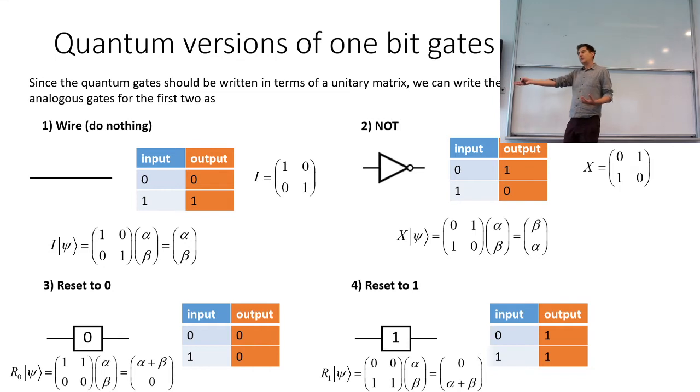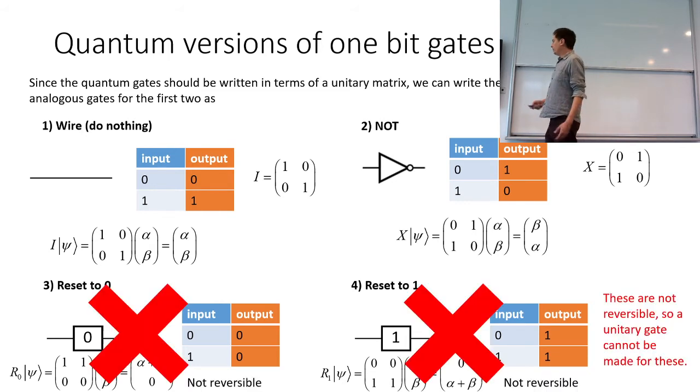It might have been 0, might have been 1, might have been the superposition with alpha beta, but you're always just getting 1, right? So it's clearly not reversible. And if it's not reversible, it's not unitary, because we know that one of the properties of a unitary is that the inverse of the unitary is the Hermitian conjugate, and that's also another unitary gate.